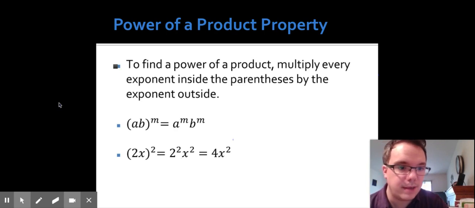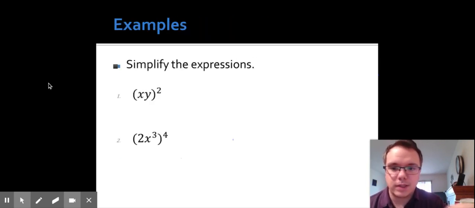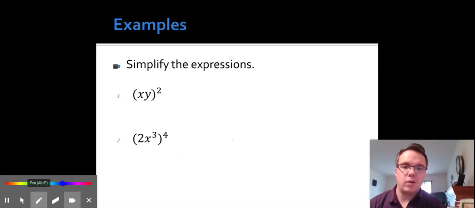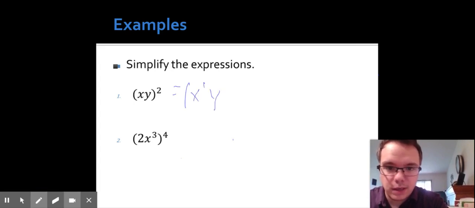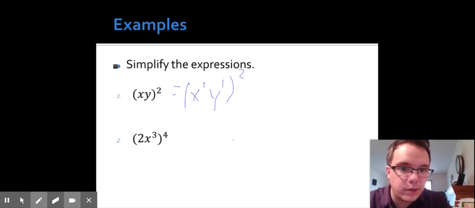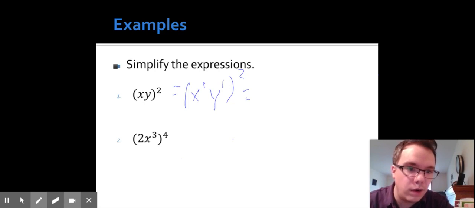I have a couple more examples for you to hopefully show you better how this works. So the first example, go ahead and write these in your notebook. The first example is xy squared. If they don't show the exponent, remember there's a hidden exponent of 1. So I do suggest you write those on all of your powers so that you don't forget that it's there.